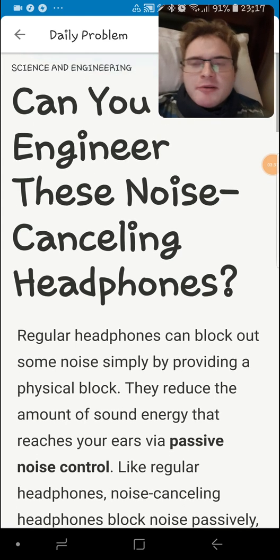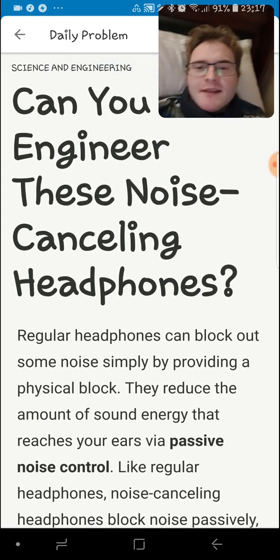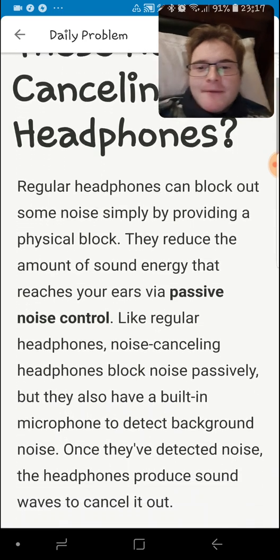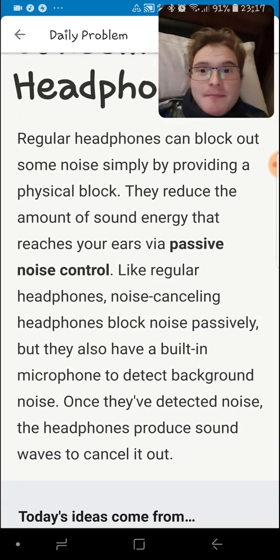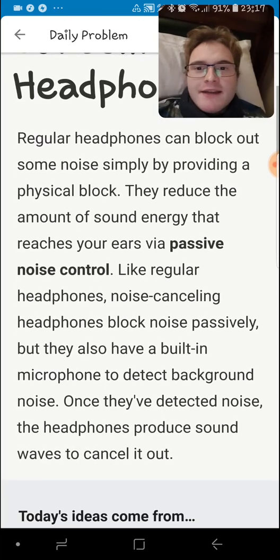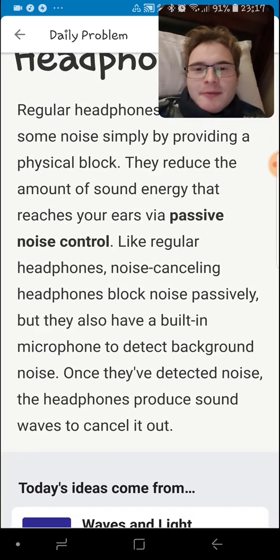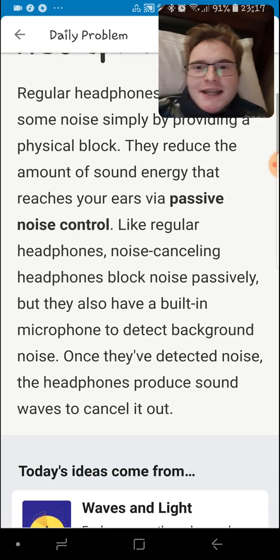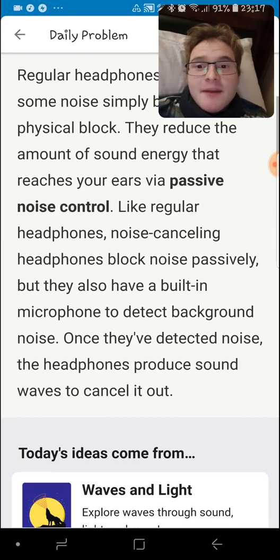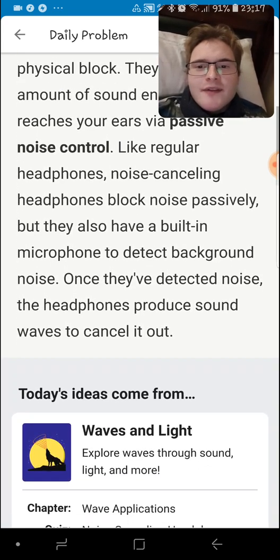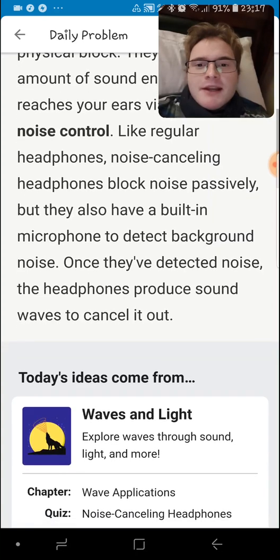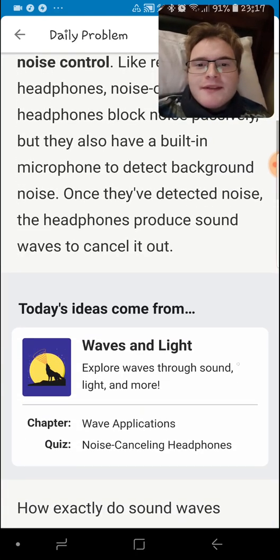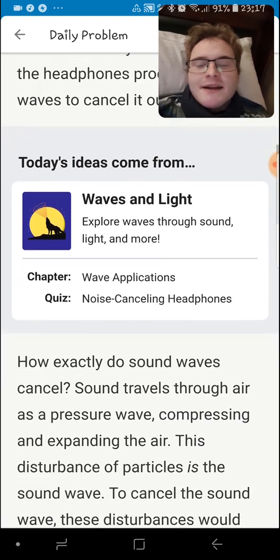Okay, so I've just come on to this problem here. It says daily problem, science and engineering. It's about noise cancelling headphones, which is something I actually have, so I might have an advantage here. It says, can you engineer these noise cancelling headphones? Regular headphones can block out some noise simply by providing a physical block, as you would have experienced before, it cushions and reduces ambient sound from the environment. They reduce the amount of sound energy that reaches your ears via passive noise control. Like regular headphones, noise-cancelling headphones block noise passively, but they also have a built-in microphone to detect background noise. Once they've detected noise, the headphones produce sound waves to cancel it out.